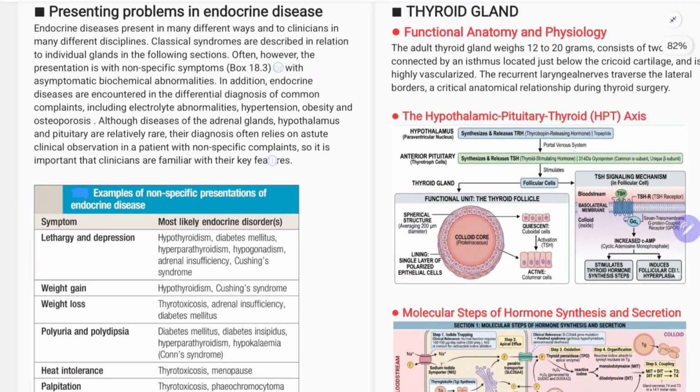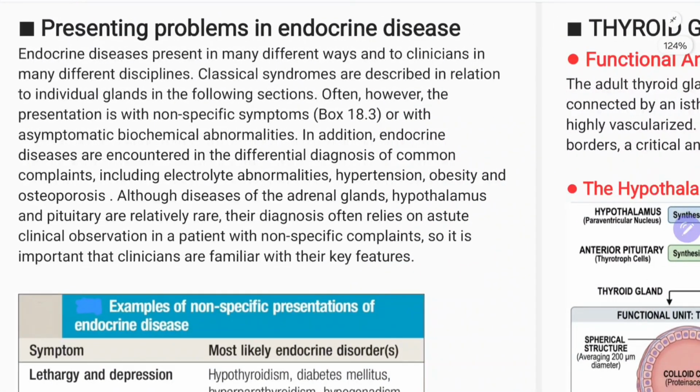Okay. So first of all, we should know what are the presenting problems in endocrine diseases. Endocrine diseases present in many different ways and to clinicians in many different disciplines. Classical syndromes are described in relation to individual glands in the following sections. Often, however, the presentation is with non-specific symptoms, which is given in box 18.3, or the presentation is with asymptomatic biochemical abnormalities. So this is first one, this is second one.